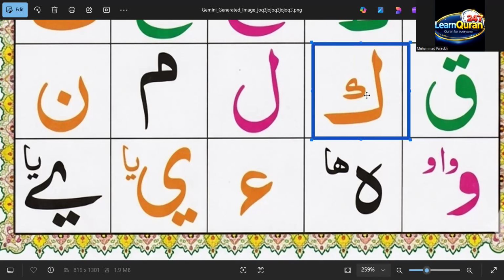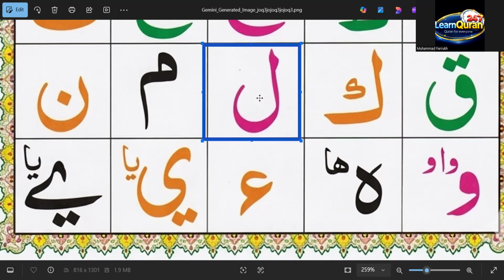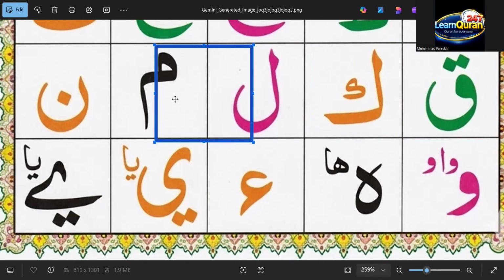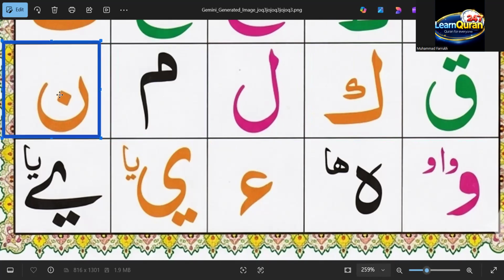Qaf. And the next letter is kaf. It's an empty letter, while qaf is a full mouth letter. We say kaf. Next letter we have is lam. Lam. And the next is meem. It is meem, meem. After meem, the next letter we have is noon. Dot inside, it is noon.